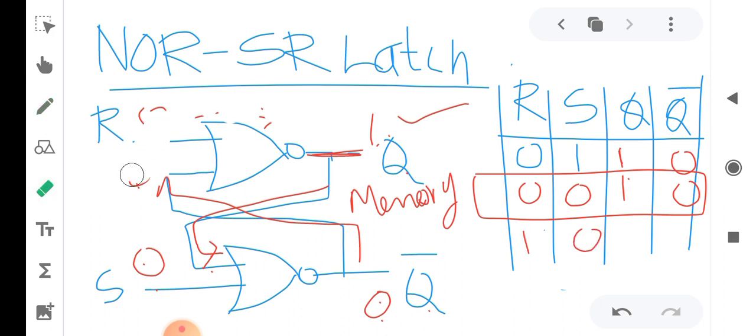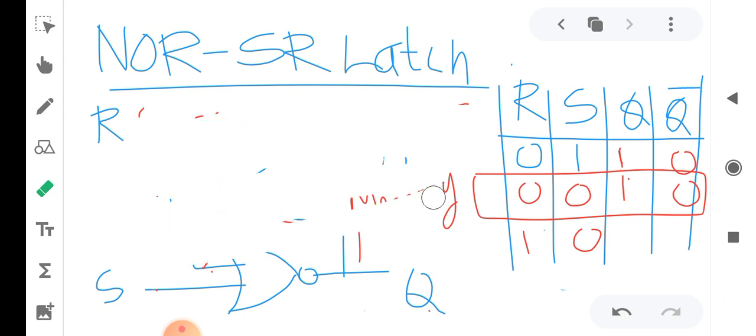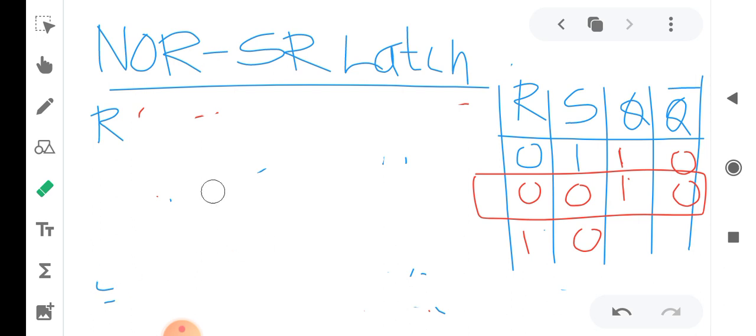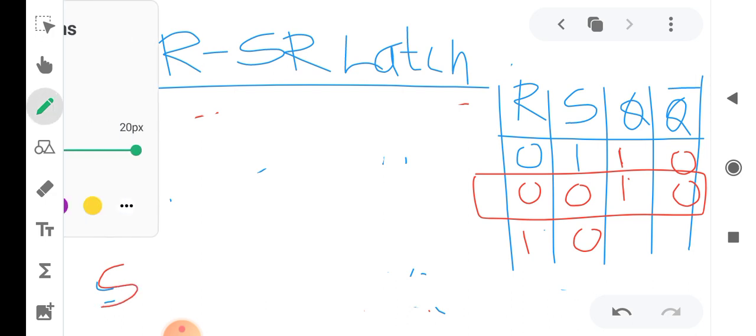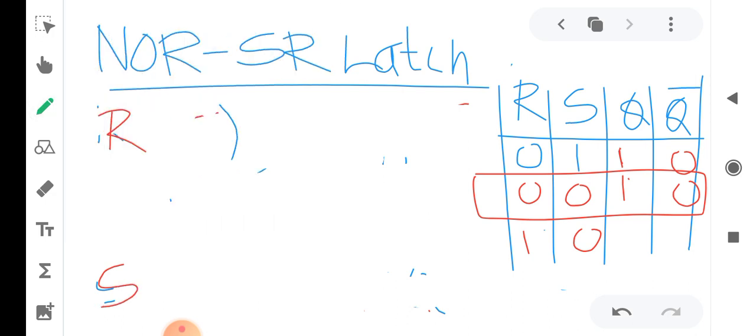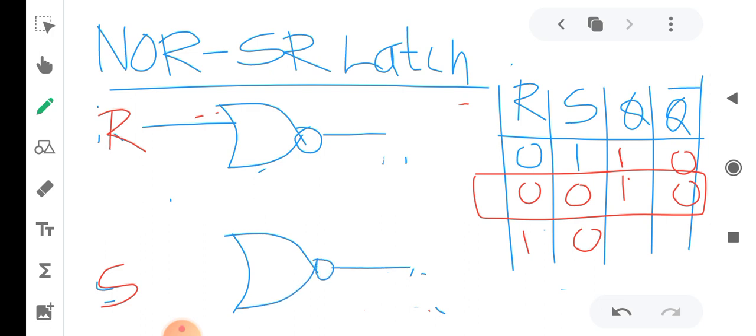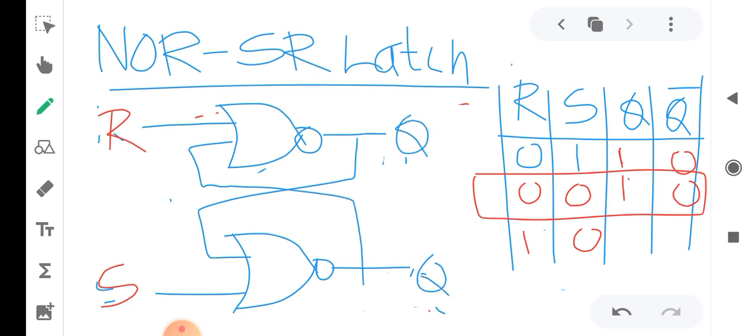Then I need to know what happens if R is equal to 1 and S equal to 0. I am just rubbing the remaining things. Let me rub everything. Then I have made R and S here, and put one latch here and one more latch. See here, one more gate here, NOR gate. This output will be the input, and this output will be its output. So this will be Q and this will be Q complement.